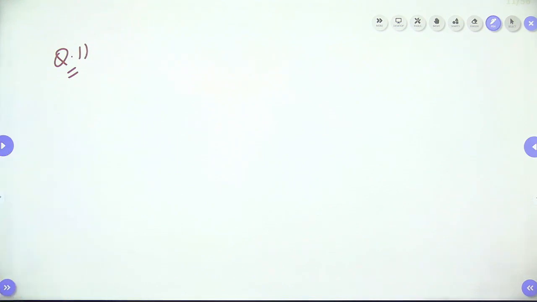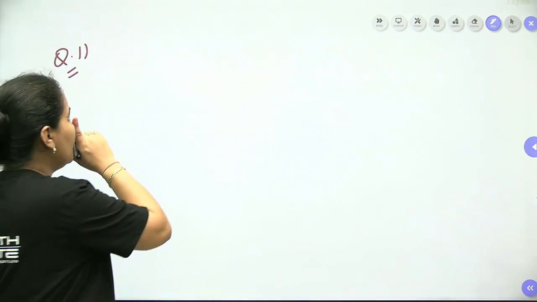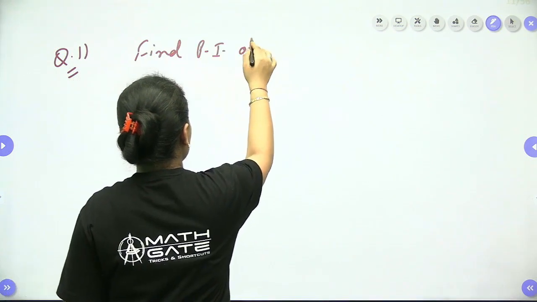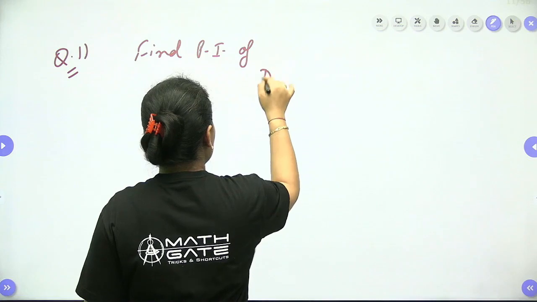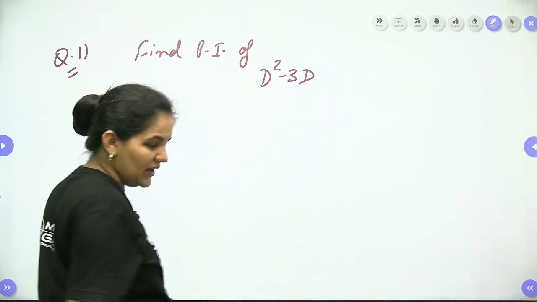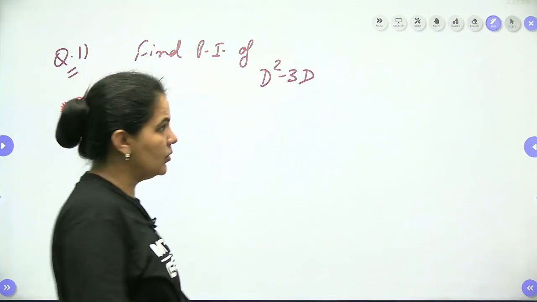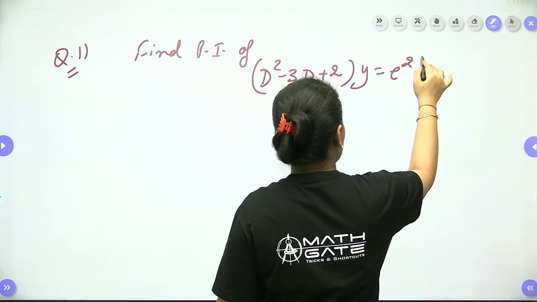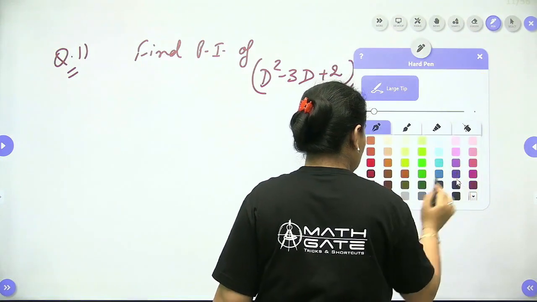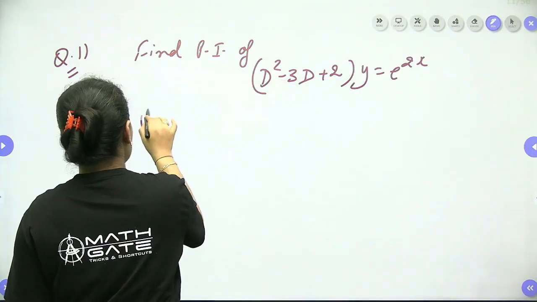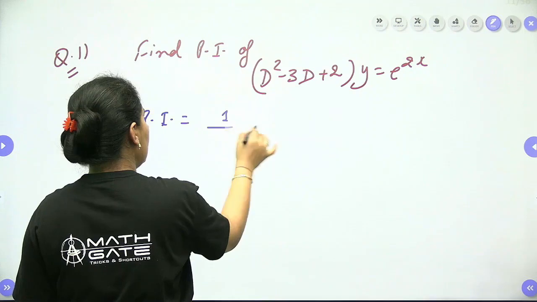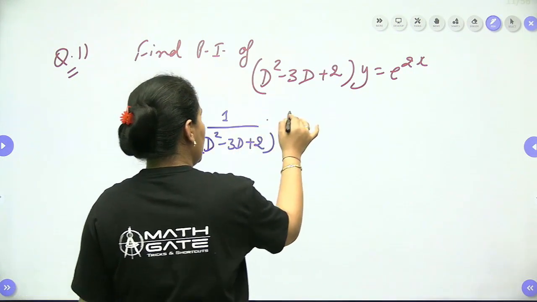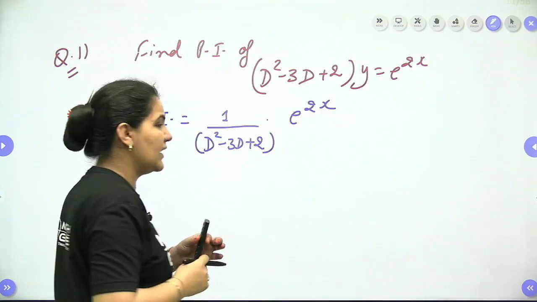Find the PI of the equation (D² - 3D + 2)y = e^(2x). Now in that case, if we have to find out the PI, what will we write down? We will write down PI will be 1/(D² - 3D + 2) into e^(2x). Yes, exactly, it will be.